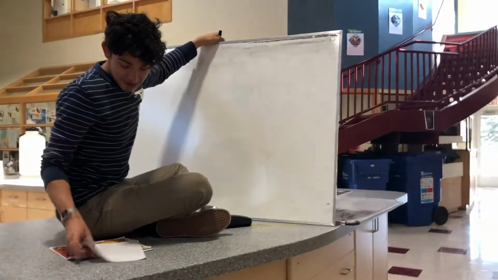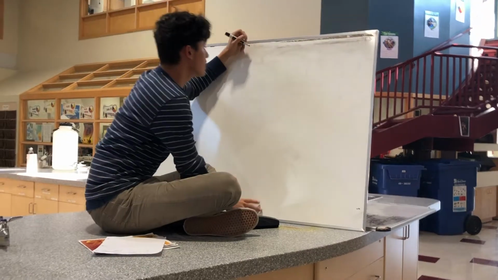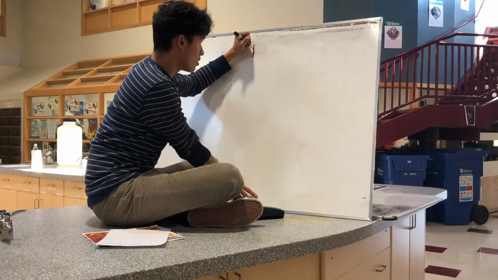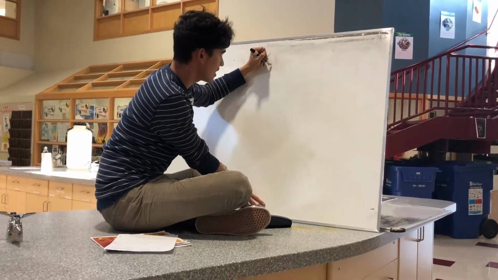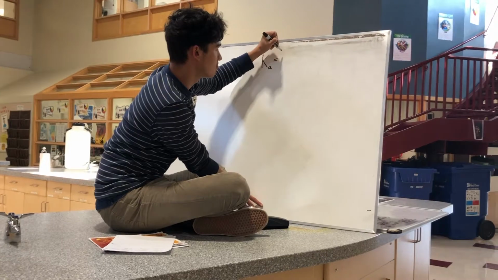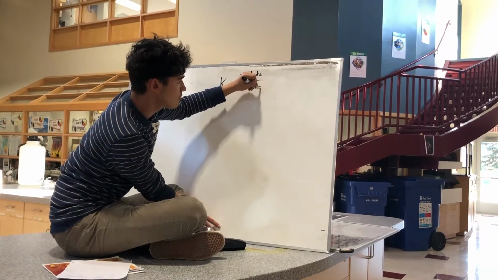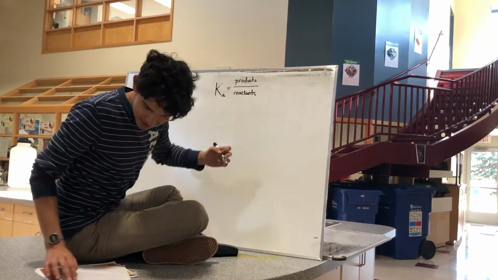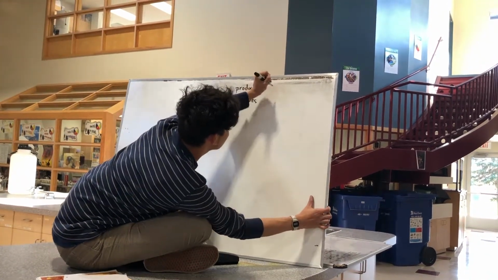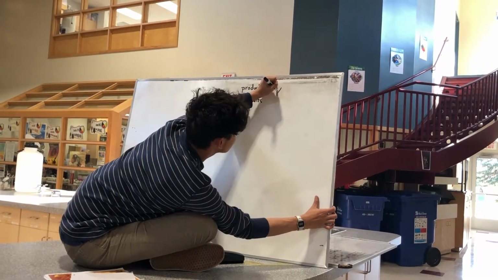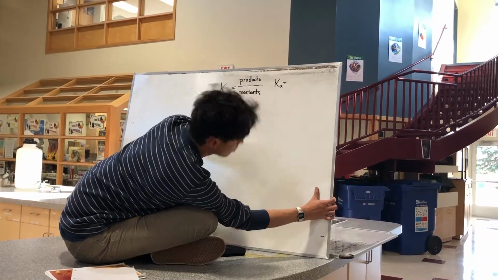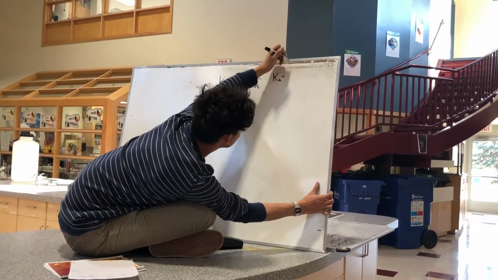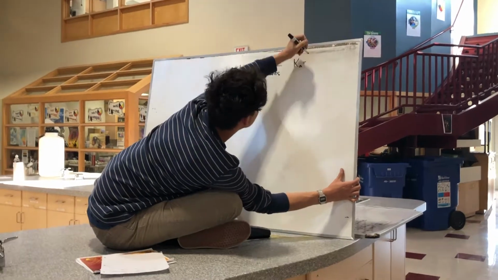Basically, the Kc expression is products over reactants, so we'll substitute Ka. It's basically a ratio comparing what is made with what we had. We'll write what we had in our reaction, but without water, because that's a liquid and we don't need liquids in an aqueous system.